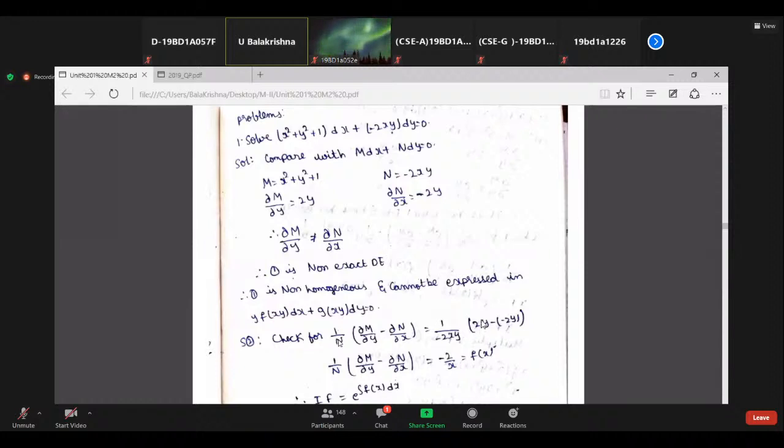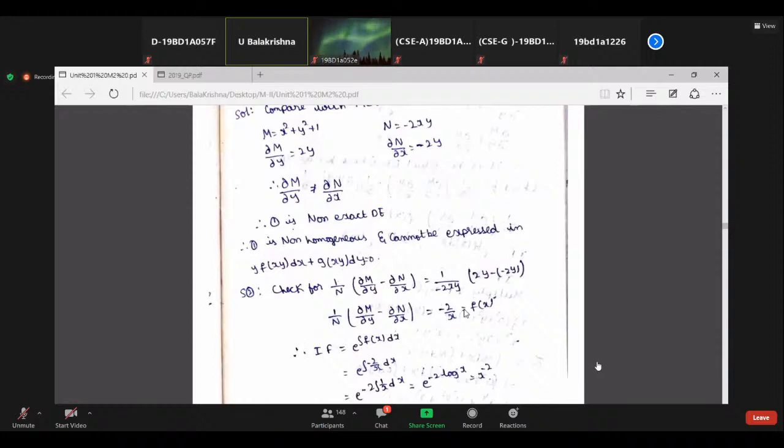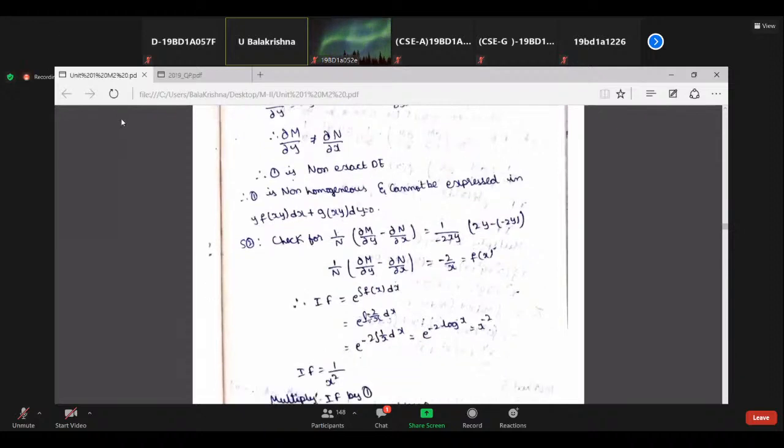2 gets cancelled, so here 2 remains, and this y gets cancelled, denominator x remains, minus is there, so minus 2 by x. So purely it is a function in terms of x only. So minus 2 by x, purely a function in terms of x. As it satisfies this condition, its integrating factor will be e power integral f of x dx, where f of x we have minus 2 by x.